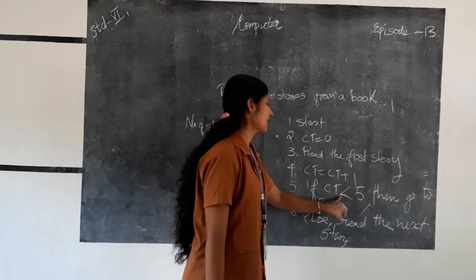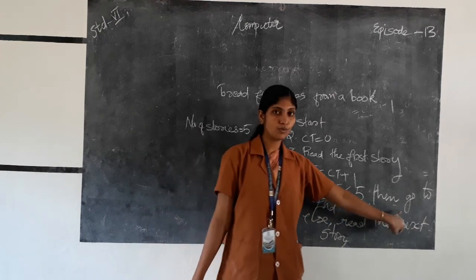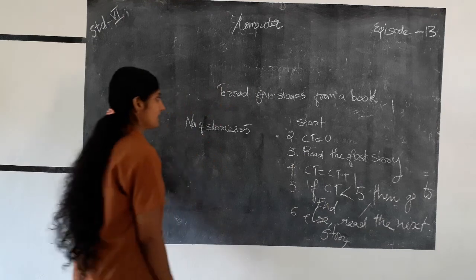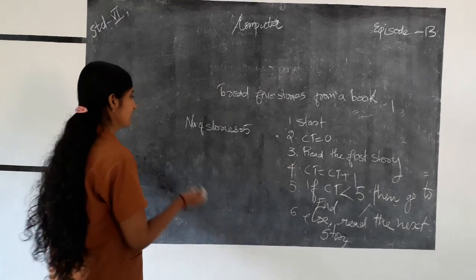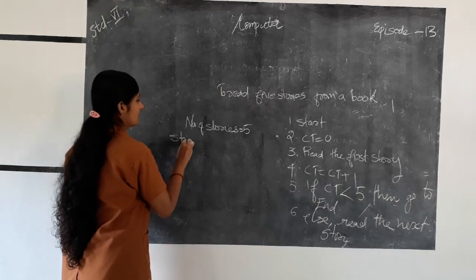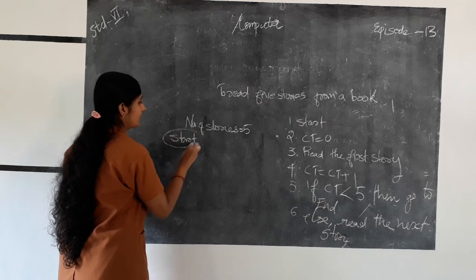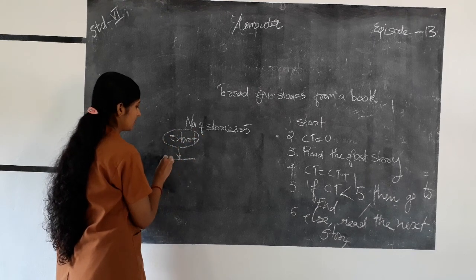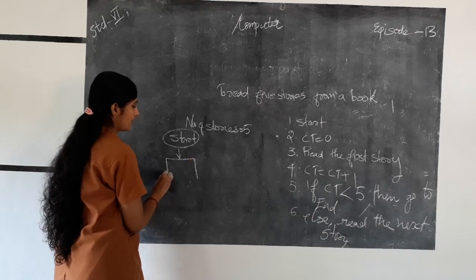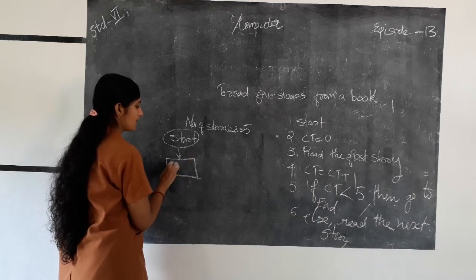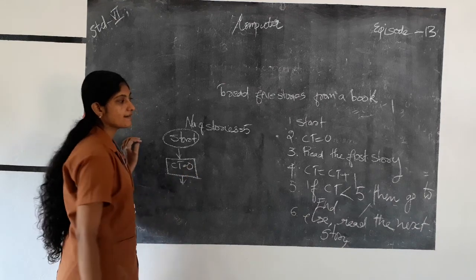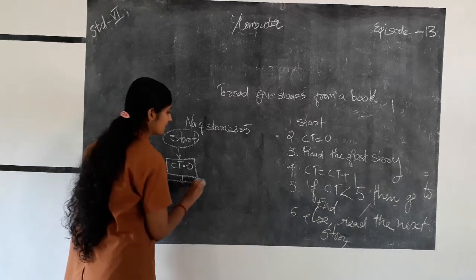If CT is less than 5, then go to reading the next story; otherwise go to end. So first, start. Then next, the counter is set to 0. So the variable declaration is also in the processing box. CT is equal to 0. Then next, read the first story. So that is a printing statement.